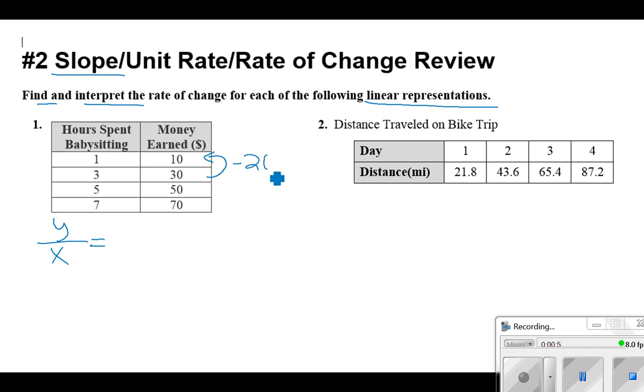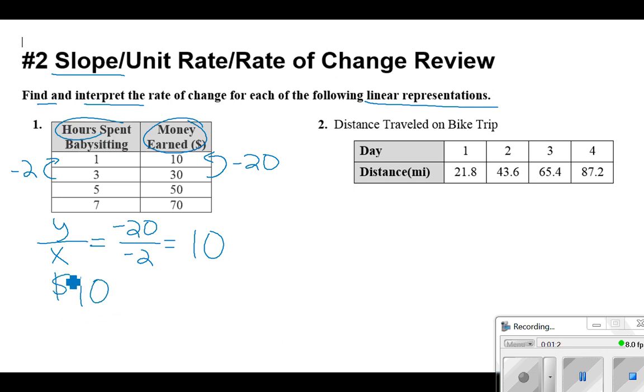subtracting 20. Because I went in that direction on that side, I have to go the same direction on this side. 3 minus 1 is negative 2. So the y value is negative 20. The x value is negative 2. And that simplifies to positive 10. Now we have to interpret it. Because the y value is money and the x value is hours, we're going to have $10 per hour.